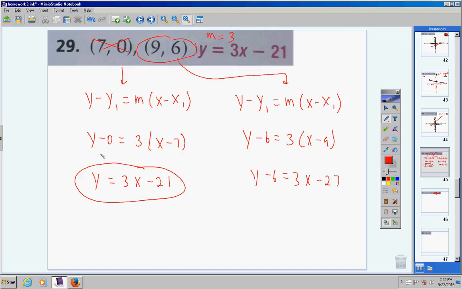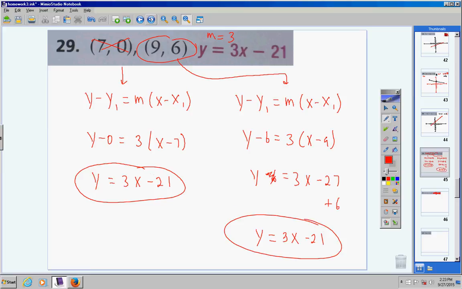Now, you're never finished writing a linear equation, at least not in my class, until you've isolated the y. So we're going to bring the negative 6 over and make it a positive 6. If we do that correctly, we're going to get y equals 3x minus 21. The exact same answer we got here.